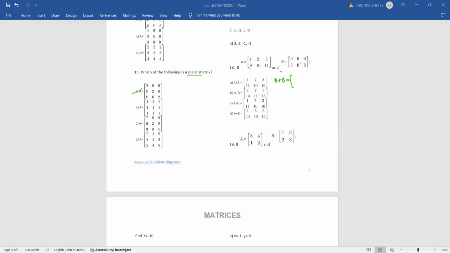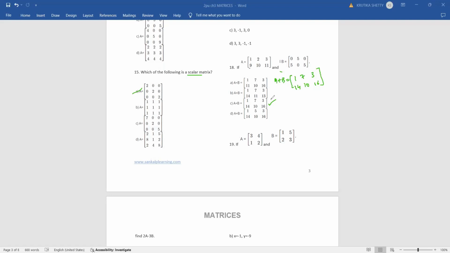So 1 plus 0 it will be 1. Next 5 plus 2 it will be 7. 3 plus 0 it will be 3. Next 9 plus 5 it is 14. 10 plus 0 it is 10, and then 11 plus 5 it is 16. So see, this is A plus B. In the options only A plus B is given, so the right option will be 1 7 3, 14 10 and 16. So option C will be the right answer.